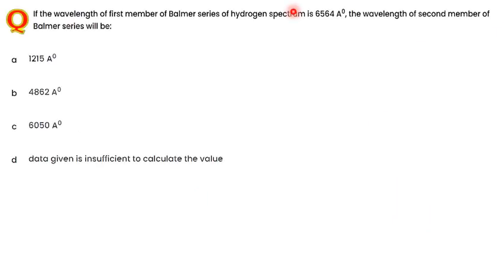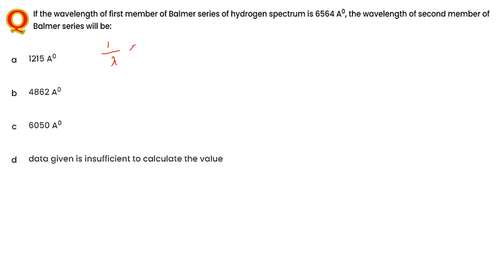Here is the wavelength of the first member of the Balmer series of the hydrogen spectrum. The wavelength they have given is 6564 angstrom. And the wavelength of the second member of the Balmer series, for this one, I hope you know the formula. Let me tell you here. In this case, 1 by lambda is equal to R Z square.